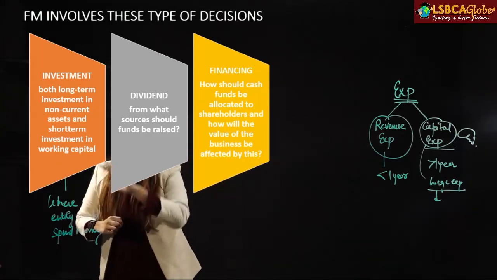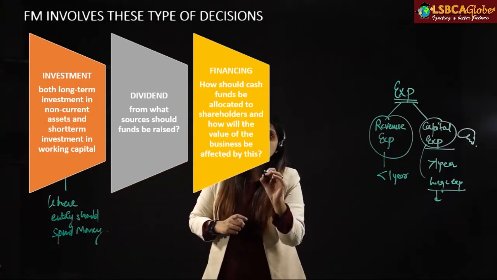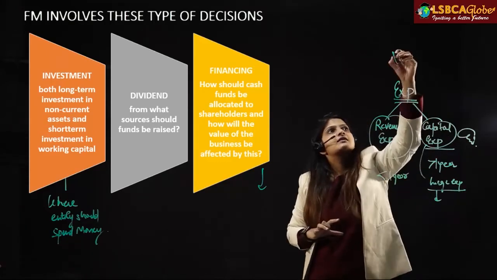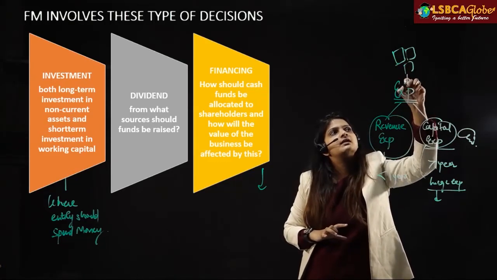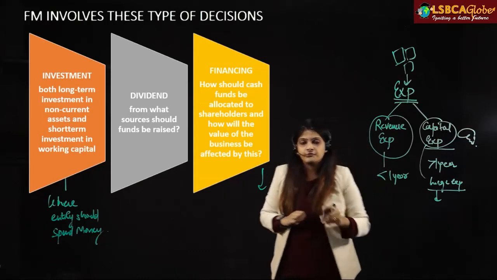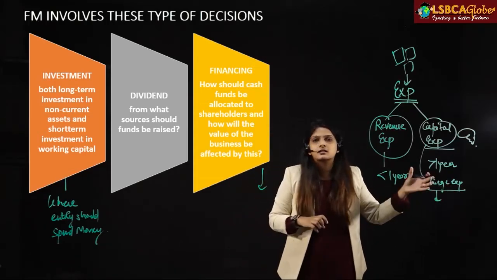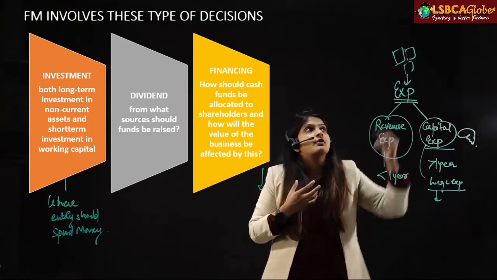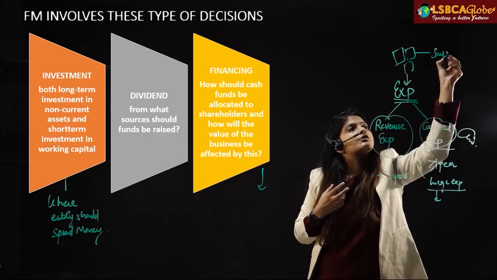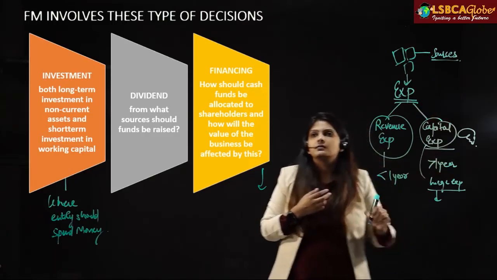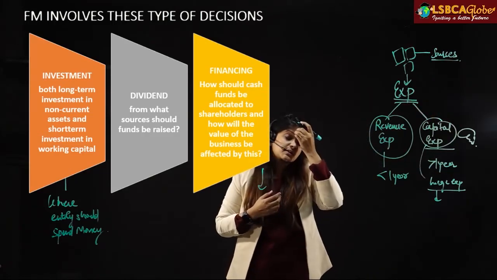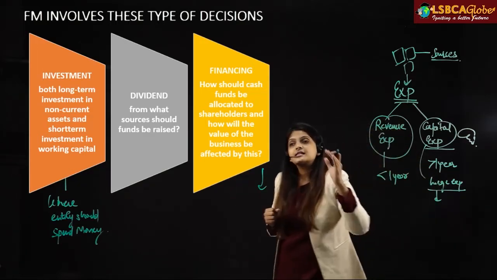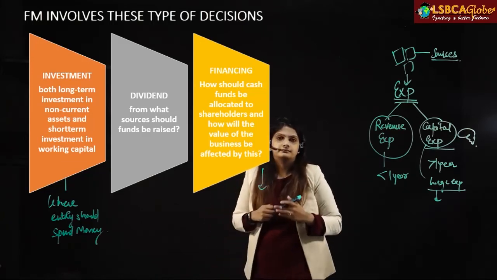Then we have the financing decision. Basically, if you want to spend money, if you want to incur an expenditure, you need to have some money in hand, otherwise you cannot incur the expenditure. So where to get the money from, what could be the possible sources from where we can get the money, that is the financing related decision.